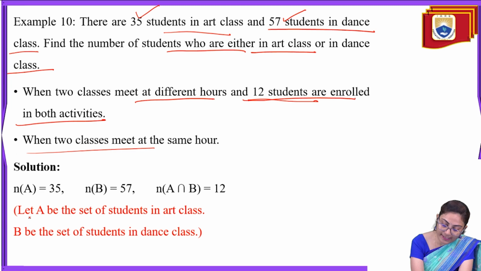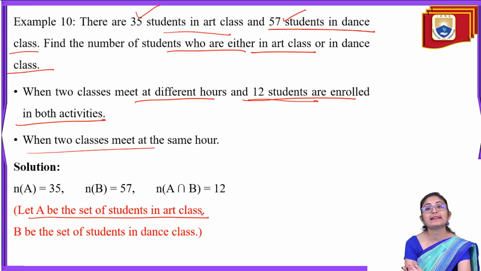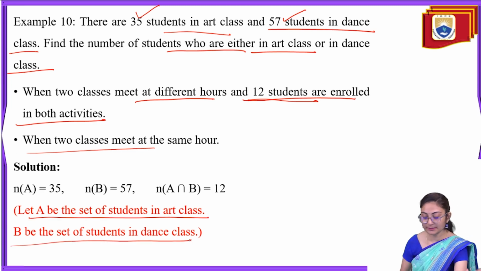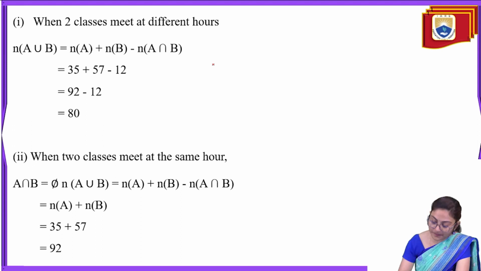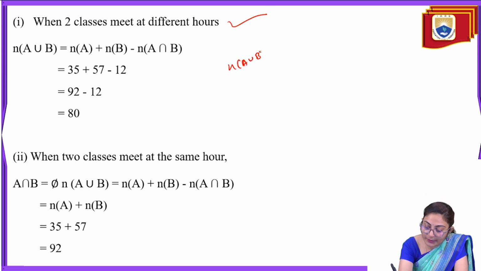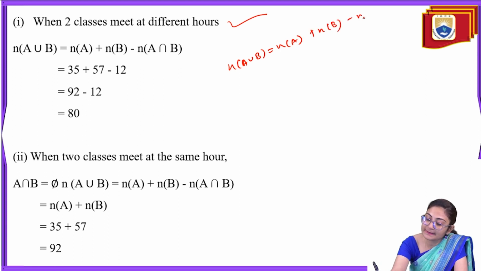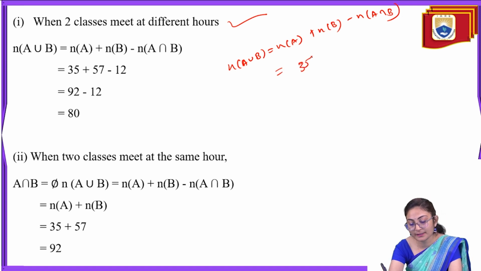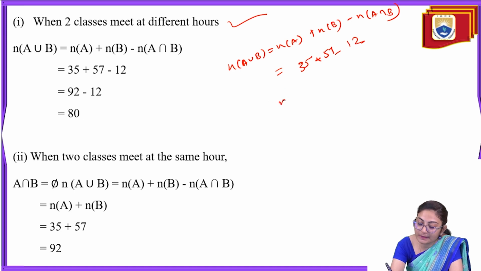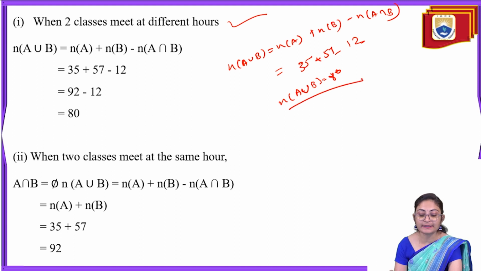So, we can say A be the set of the students in the art class and B be the students in the dance class. Now, first question is when two classes meet at different hours. So, n of A union B is n of A plus n of B minus n of A intersection B. That is n of A value 35, n of B is 57 and that is 12. So, after solving you will get the A union B, that is 80.